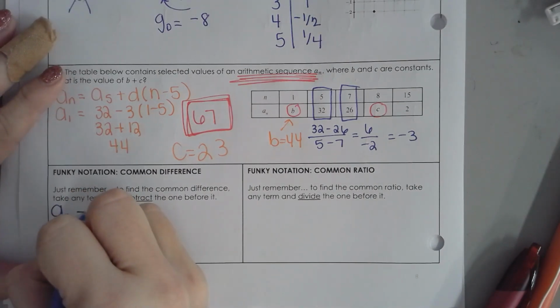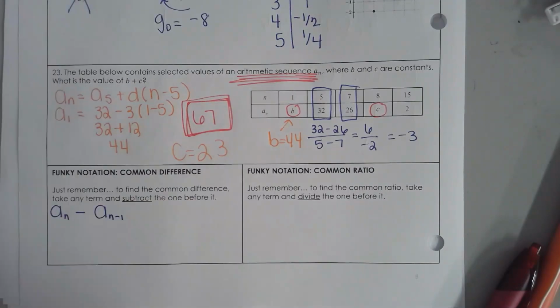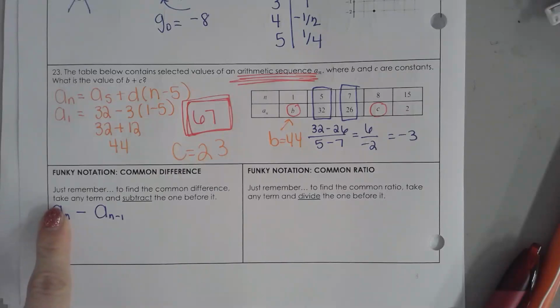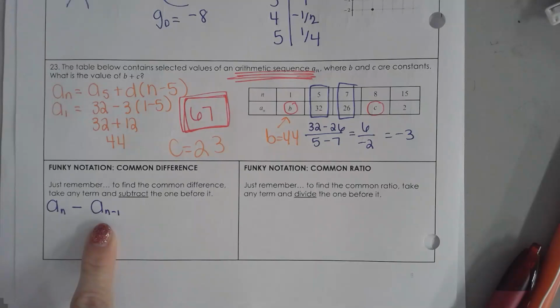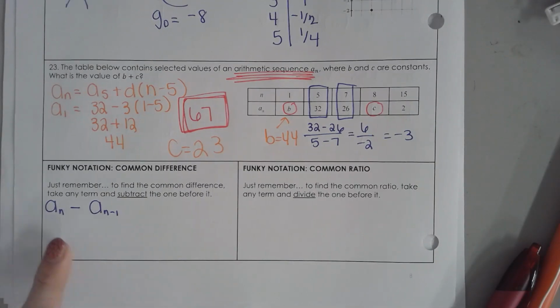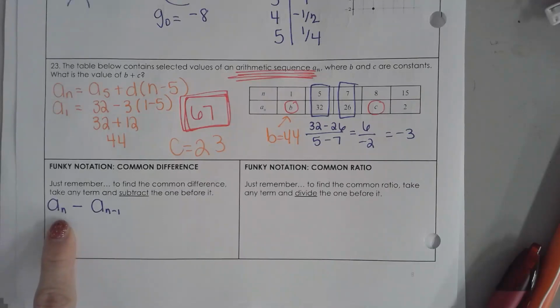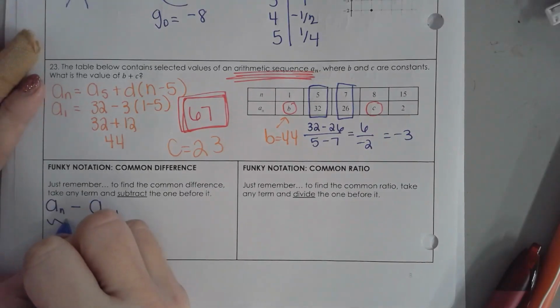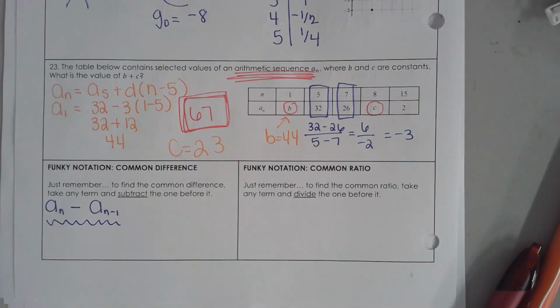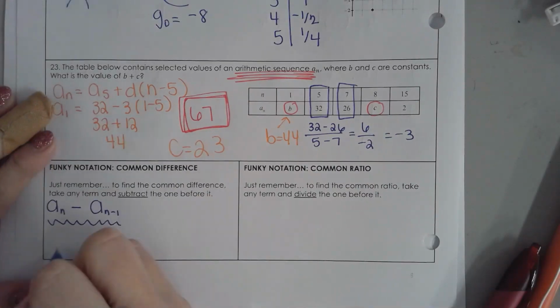a_n minus a_(n minus 1). a_n is just some term. So if it's a_5 and I subtract a_(5 minus 1), a_4, I'm going to get my common difference. This is saying if n is whatever term it is, you subtract 1, you get the term before it. That is just a funky way of stating what the common difference is. Just means common difference. You could also see it like this.